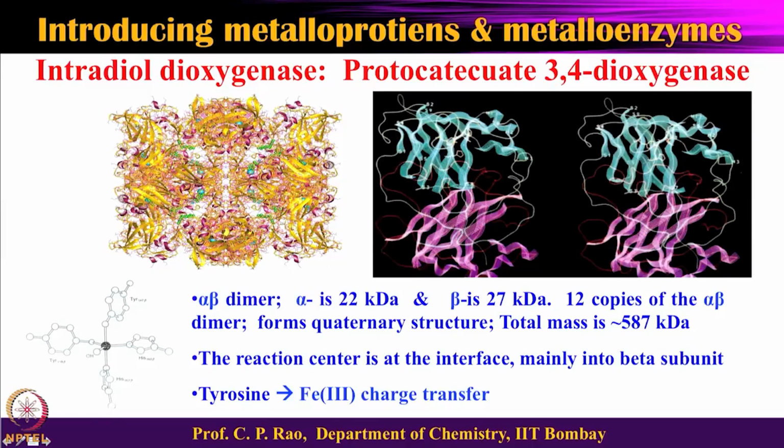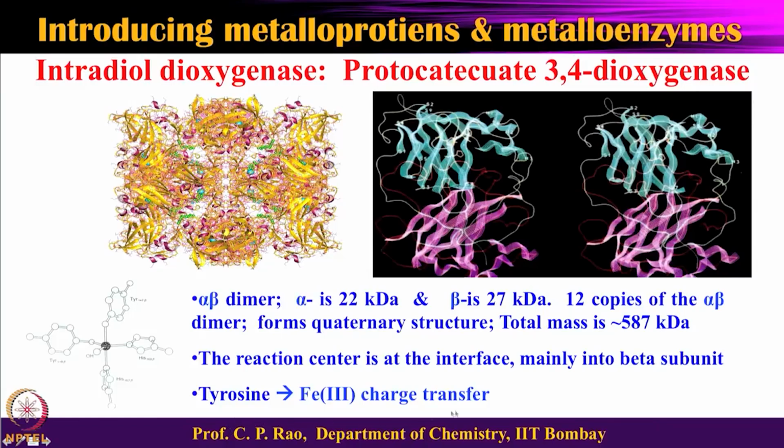So, you can see some in the front, some on the back side. Totally 6 and 6, which is 12. Each one has a pair, alpha and beta, alpha and beta, alpha and beta. So, like that you have 6 combinations of 6. The reaction center is at the interface, mainly in the beta subunit. So, alpha subunit, beta subunit. Okay. The reaction center is at the interface mainly in the beta subunit.